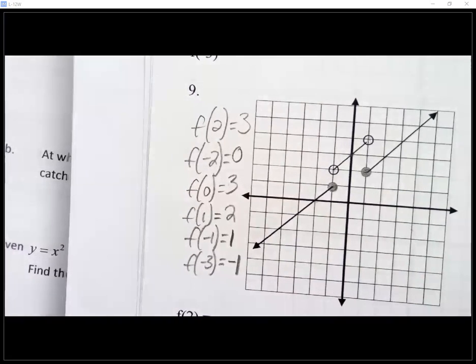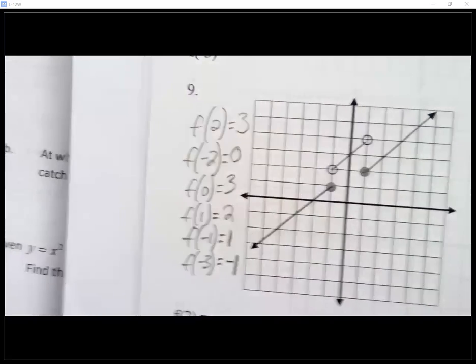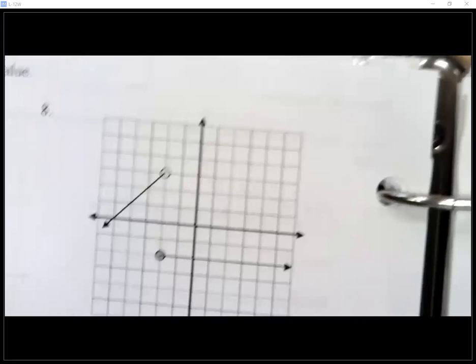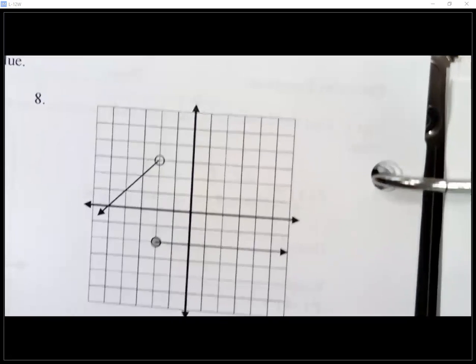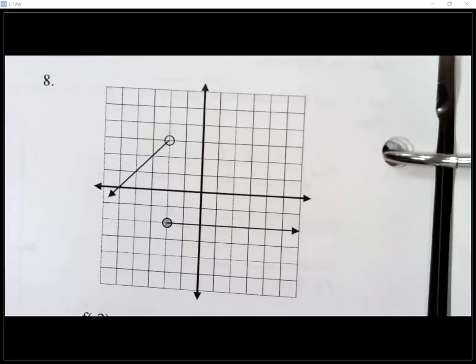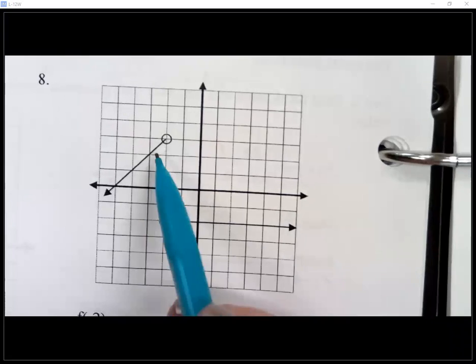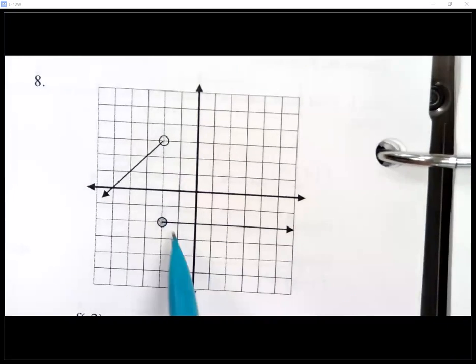Let me show you another example. Here's one here. There we go. All right. So here is a different piecewise function. We have one piece of it existing over here, one piece of it existing over here.